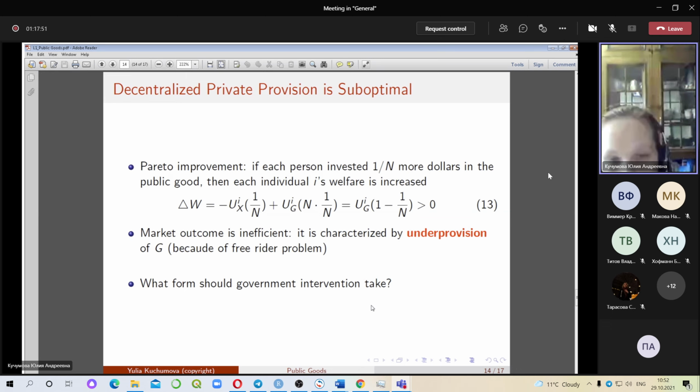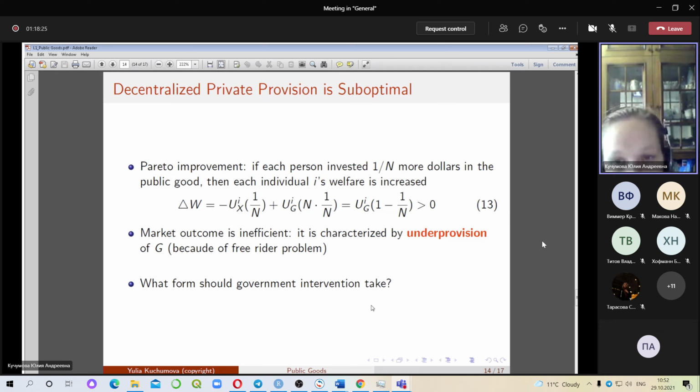One more mental or thought exercise that we can do to see that decentralized provision of public good is suboptimal. What we can do is propose and permit a Pareto improvement. Exactly. So let's ask each person to invest 1 over n more dollars into the public good. And then we will calculate the individual's welfare. So the change in individual welfare is the following.